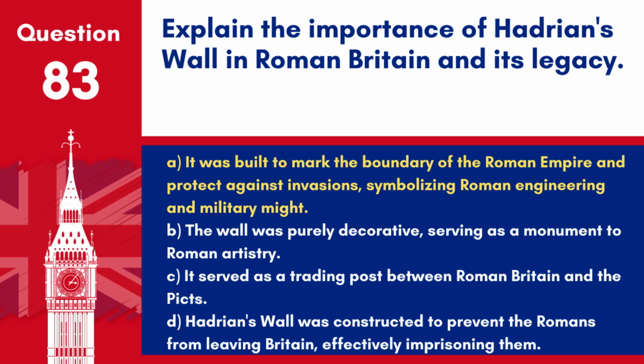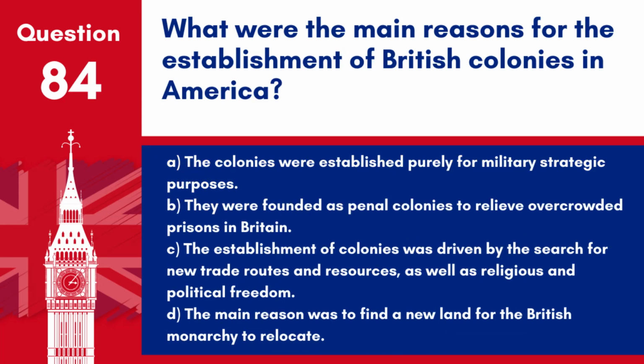Answer A. It was built to mark the boundary of the Roman Empire and protect against invasions, symbolizing Roman engineering and military might. Hadrian's Wall is an iconic historical landmark that represents the extent of Roman influence in Britain and their engineering prowess. Question 84. What were the main reasons for the establishment of British colonies in America?